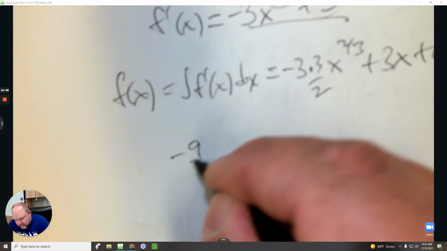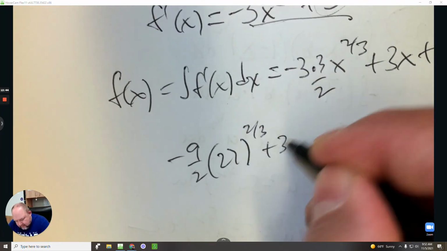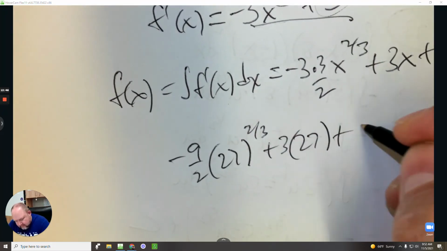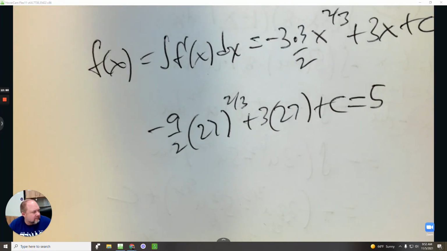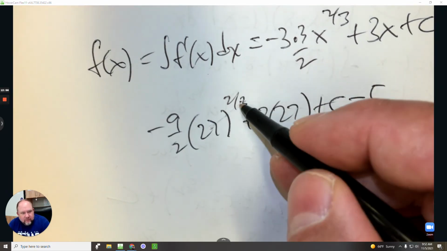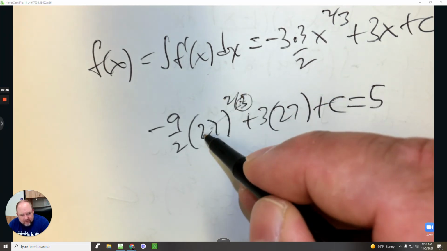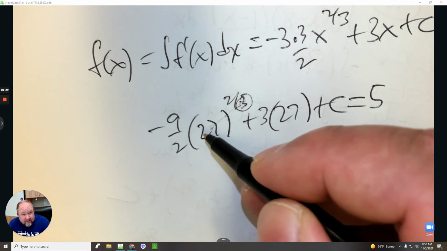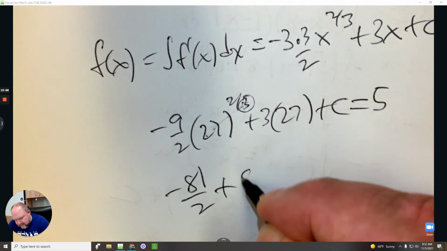So I have negative 9 over 2. I got 27 to the 2/3. I got 27. And I'm going to make it equal to 5. And that's what I'm going to solve. So the cube root of 27 is 3. And 3 squared is 9. So when I multiply it, that's the answer I get.